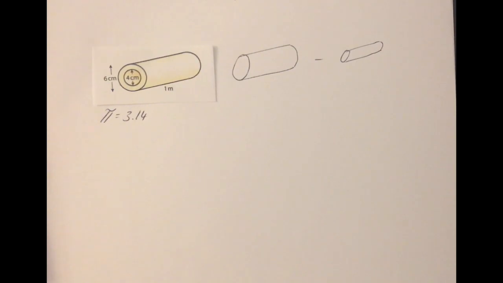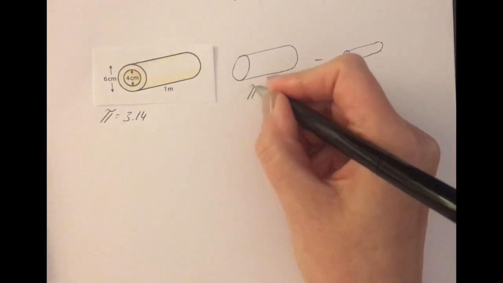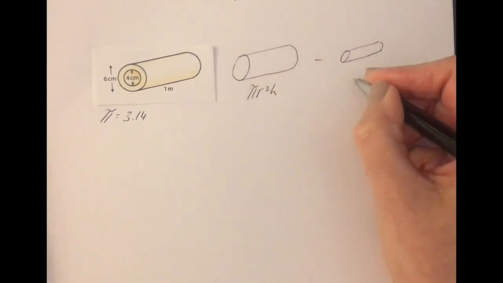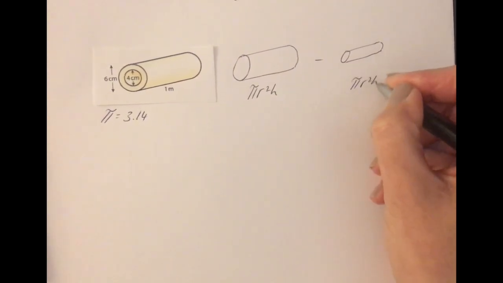So, since we're talking about volume of a cylinder, get your formula written down, pi r squared h, and of course here pi r squared h.